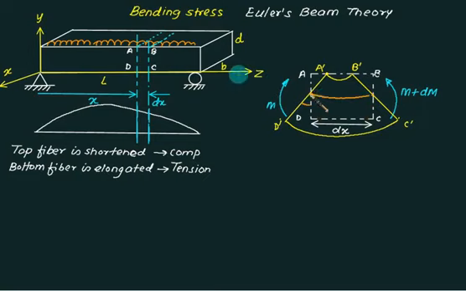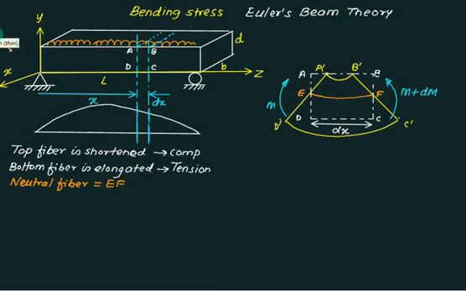Is the length of this fiber the same as the final length? Has the length of this member changed or not changed? Not changed. So that we call the neutral fiber. This one is E, this one is F. Before applying the bending moment and after applying the bending moment, the length of EF has remained constant. So EF is called the neutral fiber, but it has a slightly curved portion.